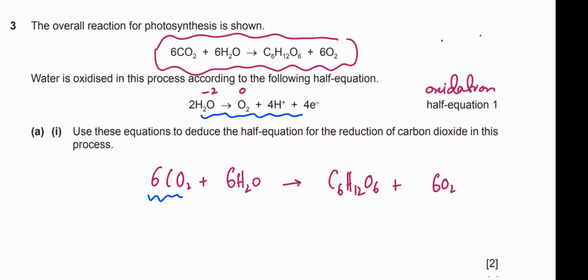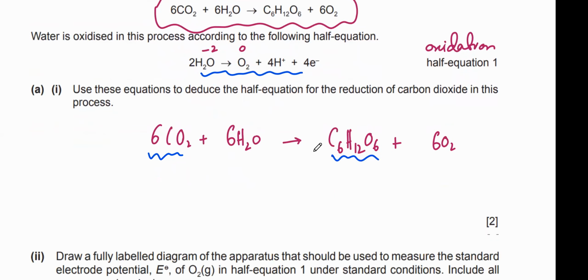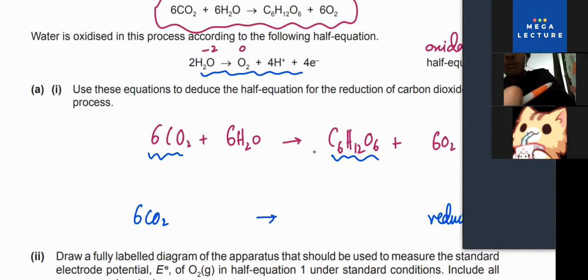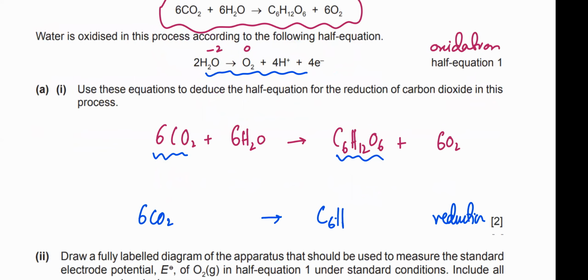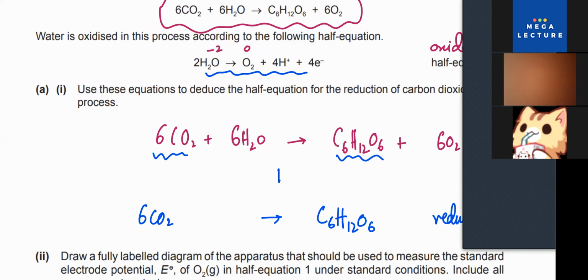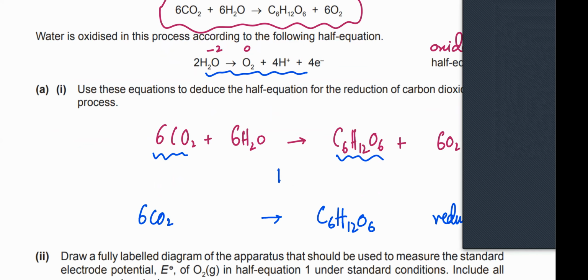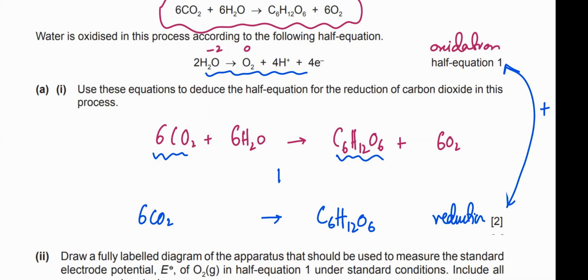So where do CO2 and C6H12O6 come from? They probably come from a reduction equation, right? So I'm going to write my reduction equation. Then I know that 6 CO2 molecules are turning into, because the two equations are going to add up. These two equations are going to add up to give me this glucose equation. Okay, is this clear?